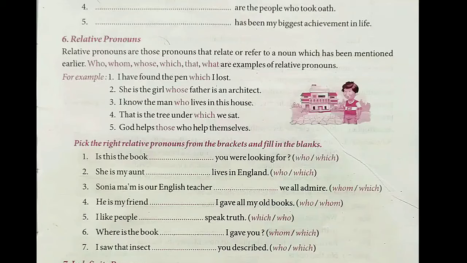Now children, who, whom, whose, which, what also come in interrogative, but we have to look at whether it asks a question. In interrogative pronouns, these words must be asking a question. That can be a demonstrative pronoun, and it can be a relative pronoun also, when it is helping to relate.